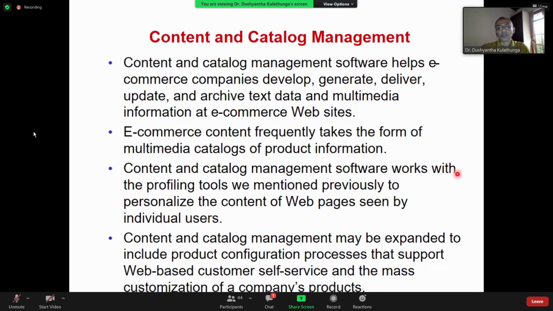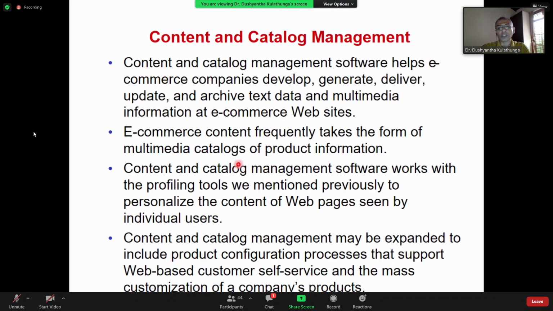Content and catalog management software works with the profiling tools we mentioned previously to personalize the content of web pages seen by individual users. Now, we earlier talked about personalizing web pages to match individual users. We mentioned that that is basically done utilizing profiling tools. But then how do we display the particular content? Displaying content is related to content and catalog management.